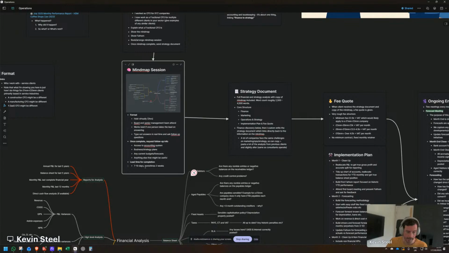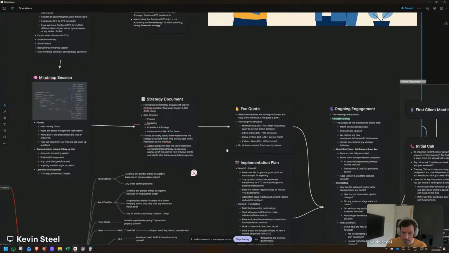And because fractional CFO is a fairly new term in the market, I want to show up front to the client, look, I'm here to build an ongoing relationship with you. And I want to prove to you I'm the right person to help you and your business get to that 20 million mark where you will need a full-time CFO. And it usually goes down pretty well.